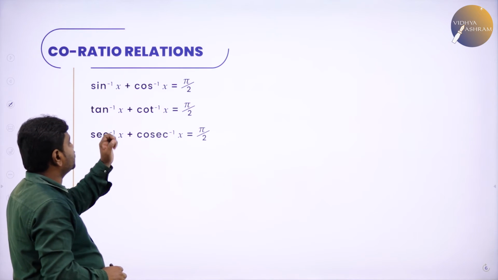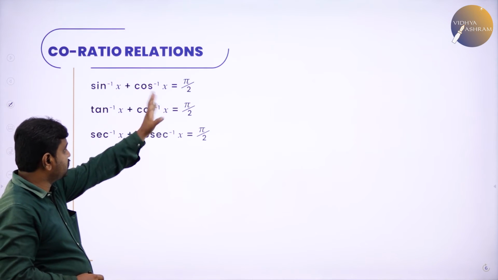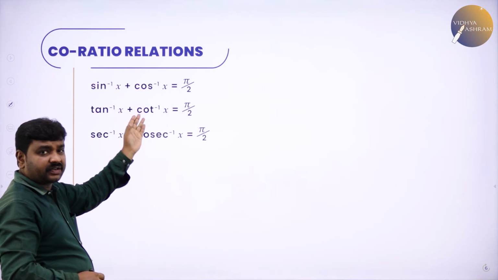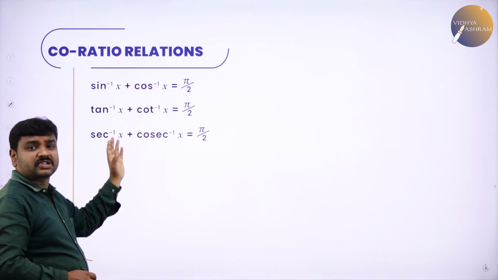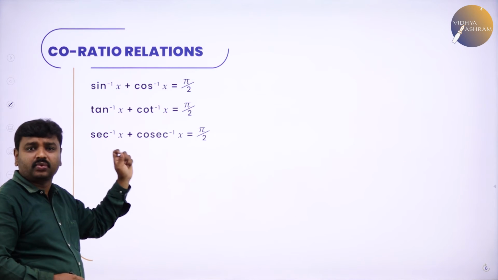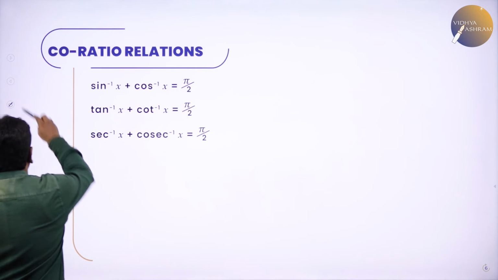First, co-ratio relations. We need to prove sin inverse x plus cos inverse x is pi by 2. Then tan inverse x plus cot inverse x is pi by 2. Secant inverse x plus cosecant inverse x is pi by 2. Now we need to prove these three relations.